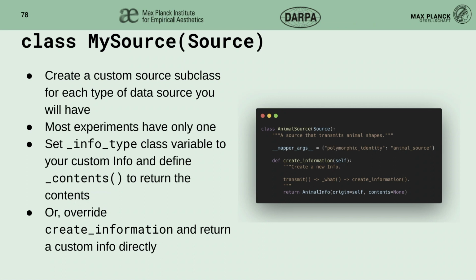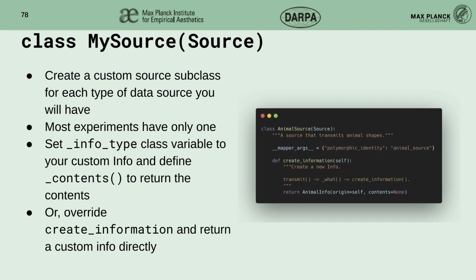There are two ways of doing it. You can either define create_information, where you return the entire info object as you want it, or you can set the _info_type class to be the info, either your custom info or a built-in one that you want, and you can then set the _contents method to be the contents. Generally, I would just do create_information, but there's this other method if you want it.